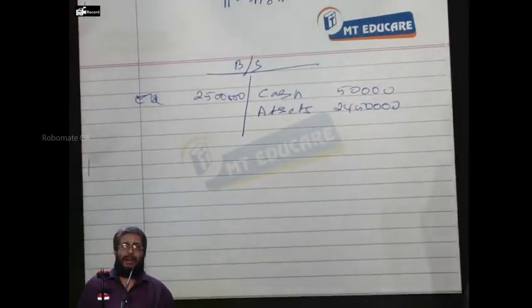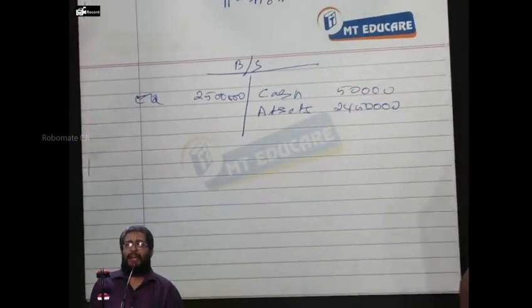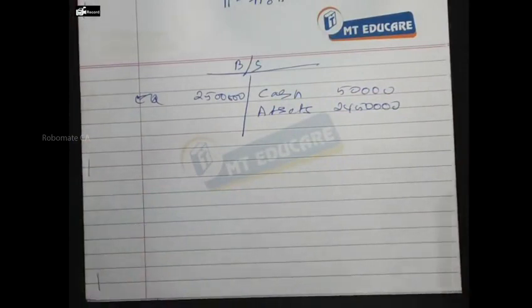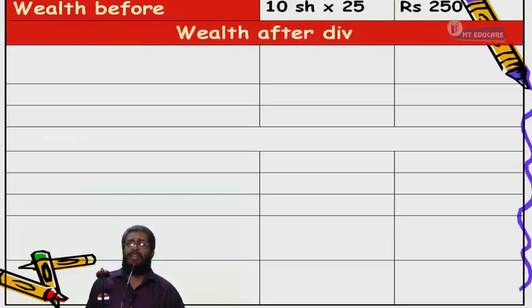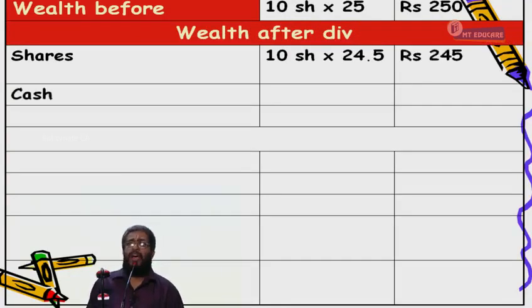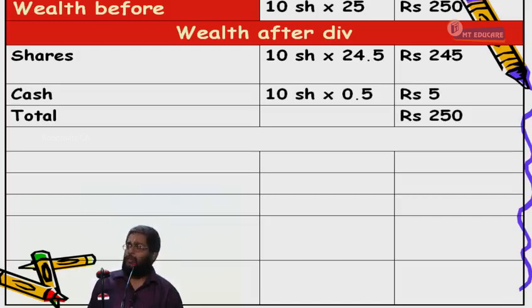Okay, this is the last part of the question. Now, here, pay dividend and then buy back the shares. Now, wealth before. Suppose I am holding 10 shares. When I hold 10 shares, what is the wealth before the dividend or buyback? 2250 rupees. Now, suppose dividend is declared. What happens to my 10 share value? It becomes 245. And the cash received is 5 rupees. My wealth still remains 250.